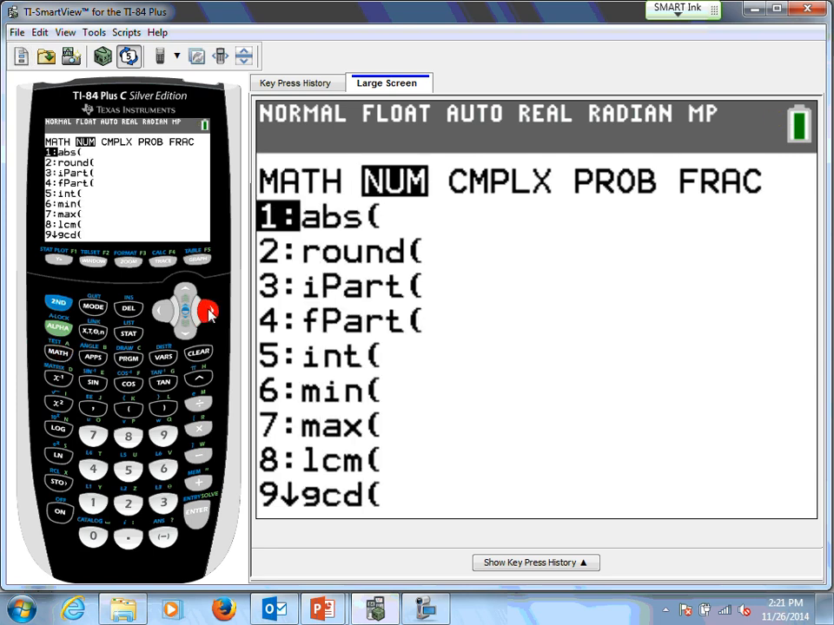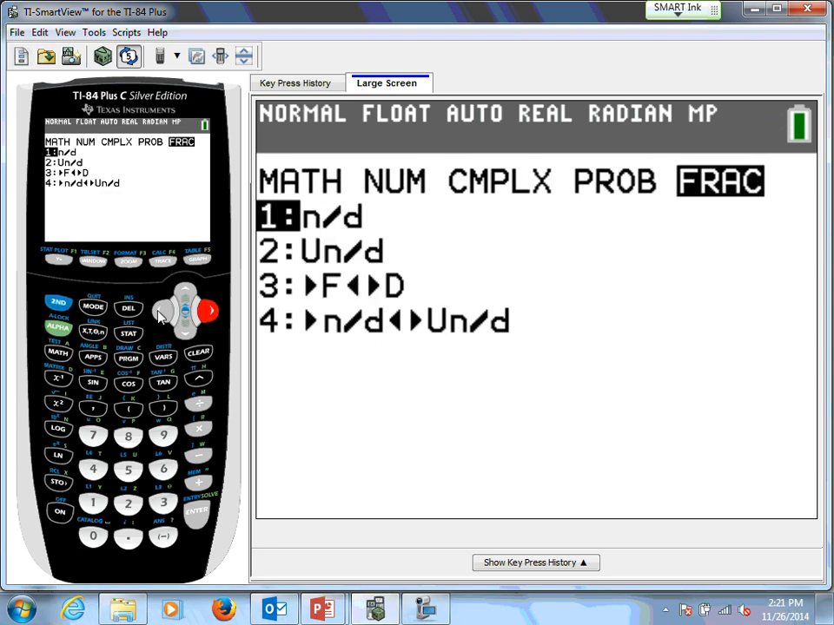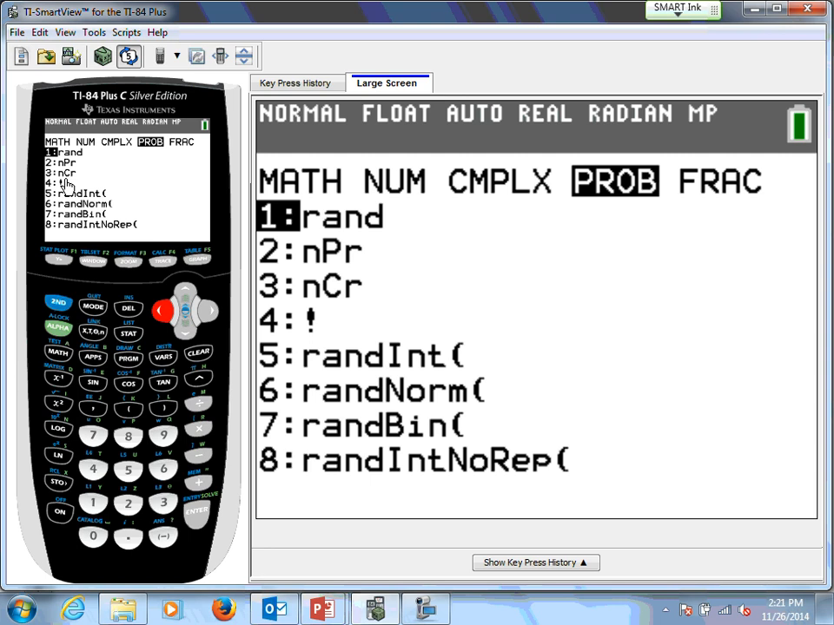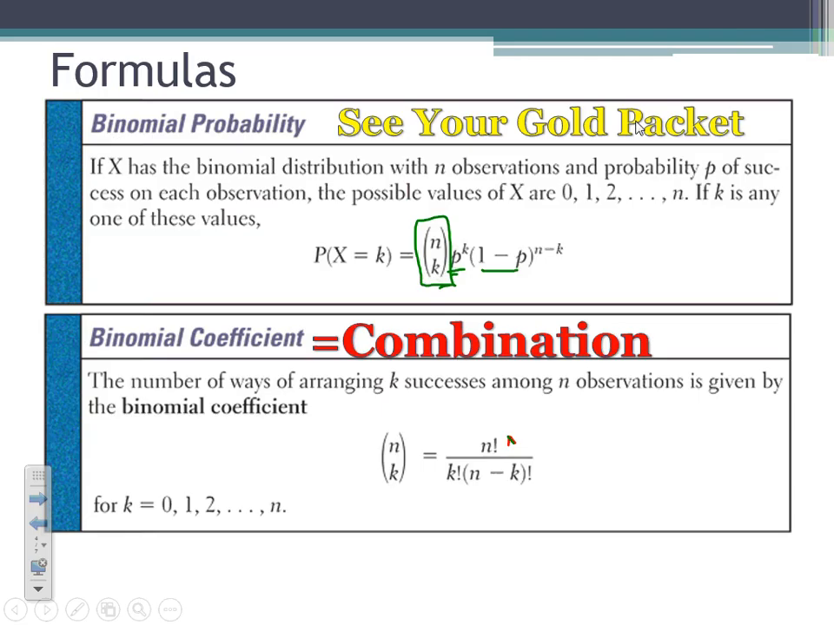We scroll over to probability. You can see the third item in the list here is a combination. So that's what we're talking about here, this idea of a combination. That's a part of the formula. It's talking about how many ways can this happen. And then we multiply through those probabilities, and that's part of the binomial probability formula.